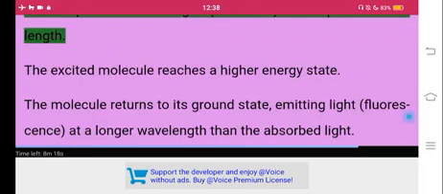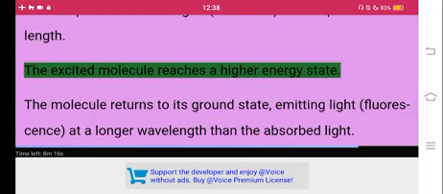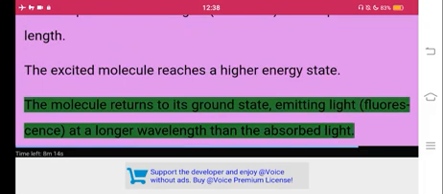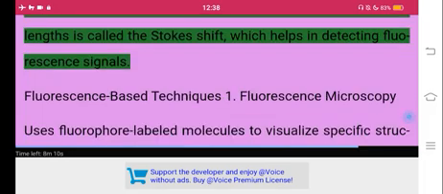Principle of fluorescence. A fluorophore absorbs light excitation at a specific wavelength. The excited molecule reaches a higher energy state. The molecule returns to its ground state, emitting light, fluorescence, at a longer wavelength than the absorbed light. The difference between the excitation and emission wavelengths is called the Stokes shift, which helps in detecting fluorescence signals.